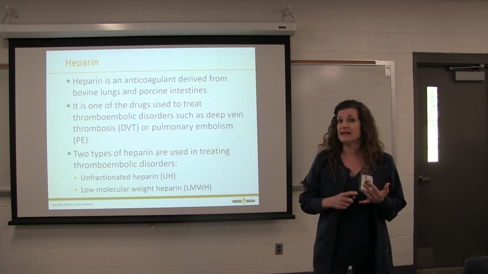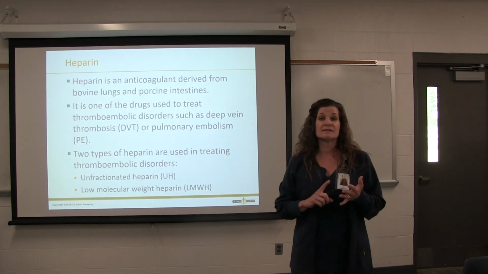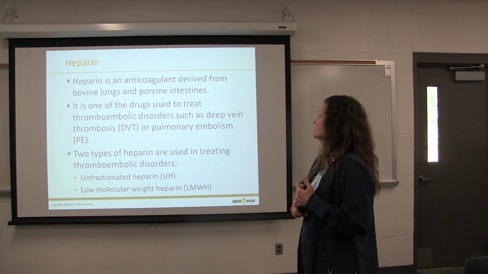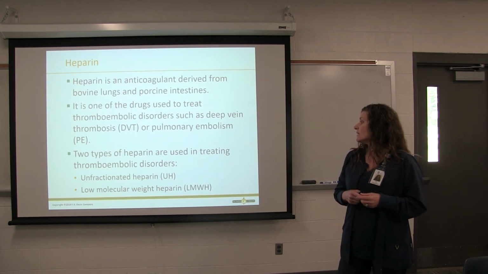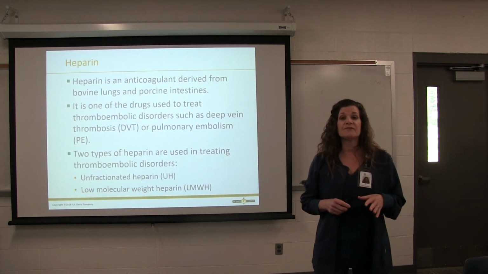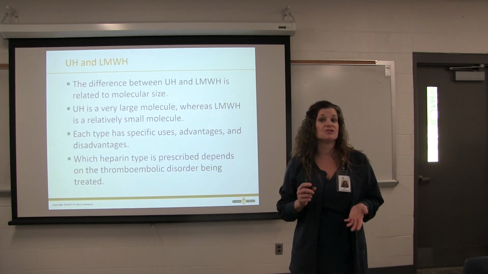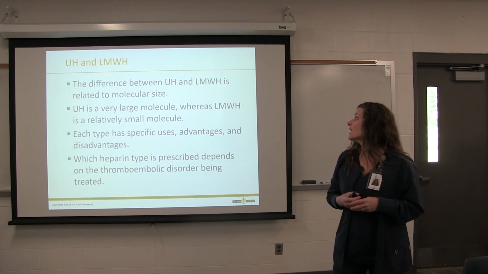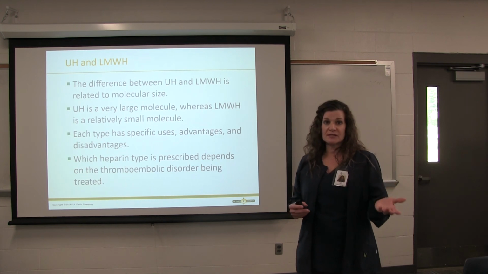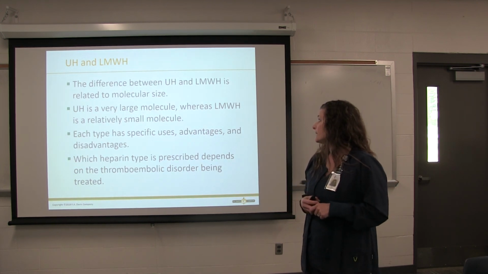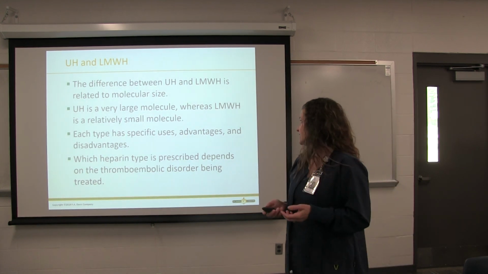Okay, so again, it's an anticoagulant, comes from bovine lungs, which is just cow lungs, and pig intestines. It's one of the drugs to treat, again, the DVT or deep vein thrombosis, and the two types are the unfractionated and the low molecular weight heparin. The difference between the two is how big the molecules are. So the molecular size, UH is a very large size, usually given IV, whereas the other is small, typically given sub-Q. They both can be given sub-Q.